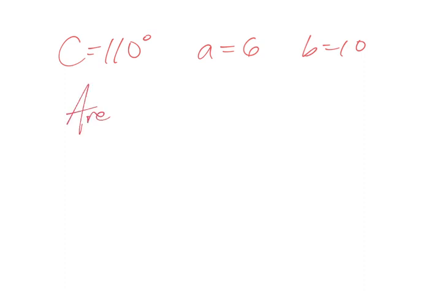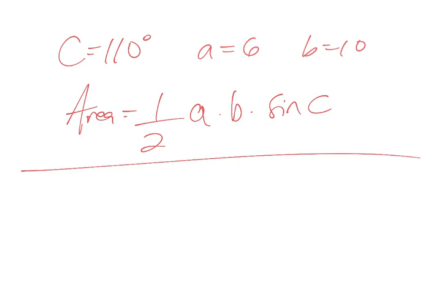The other type of problems that we see here are problems involving finding the area of a triangle, right? When they give you an angle and two sides of the triangle, there is a formula for finding the area, where area is equal to 1 half A times B times sine C. That's the formula you can use, and you just plug it in.